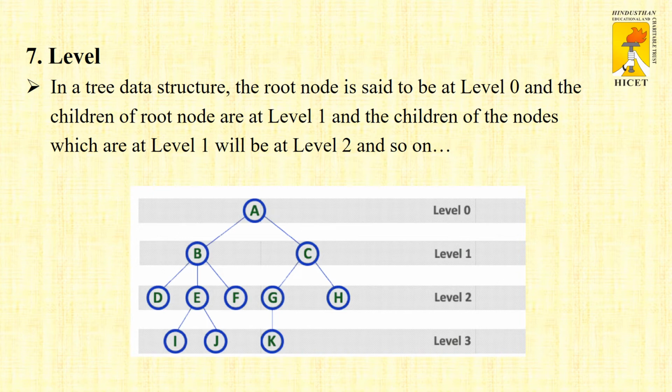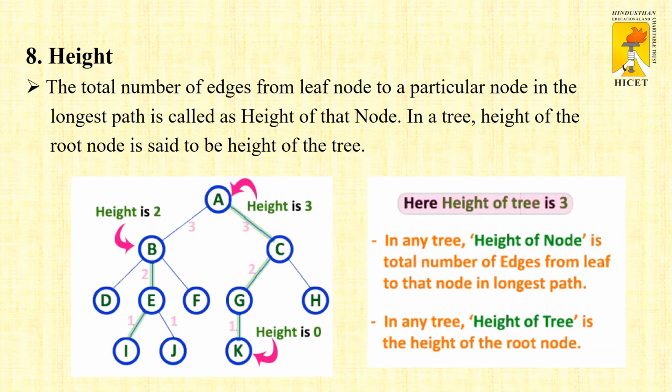The terminology is level. Level in a tree is named from the root node. The root node will always be at level 0, and after the root node the next nodes will be at level 1, the next nodes at level 2, and it will go on until the length of the tree. And the next terminology is height.